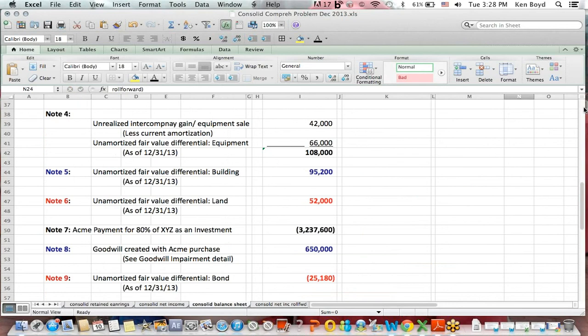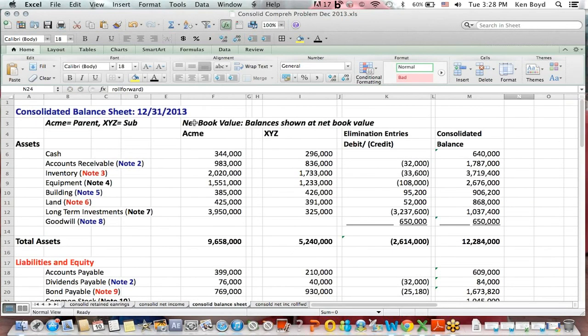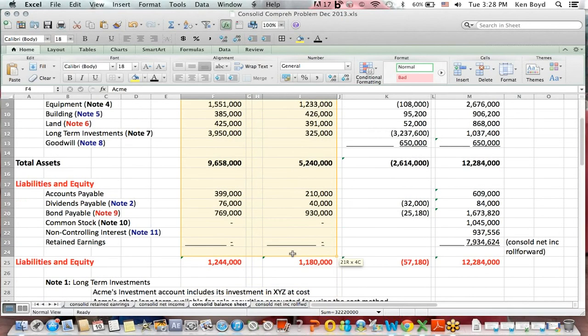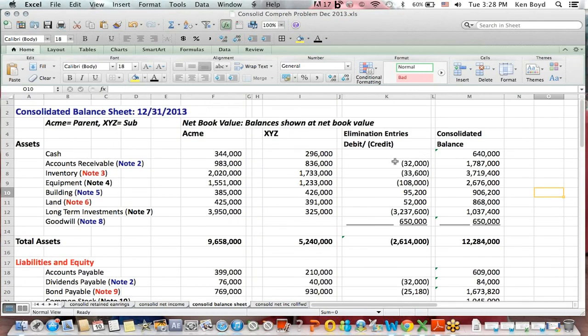We move on to now consolidating the balance sheet, which we won't get to completely on this video. But I have Acme and XYZ's beginning balance sheet balances here. And then I have elimination entries in the middle. And we need to talk about how we get these elimination entries. First of all, on accounts receivable, you'll see that there's a dividend that's removed from accounts receivable because Acme shouldn't be owed that dividend in consolidation. And the dividend payable also gets removed in consolidation.